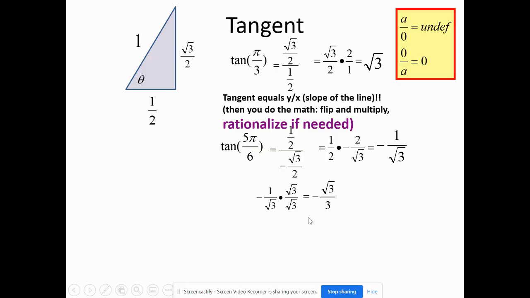That's my answer box. You might have noticed this big yellow box with a red line around it popped up. If you ever get an answer where a value represents something over 0, the answer to tangent is then undefined. If you ever get an answer that is 0 divided by something, the answer is then 0. Jot that down if you need to.